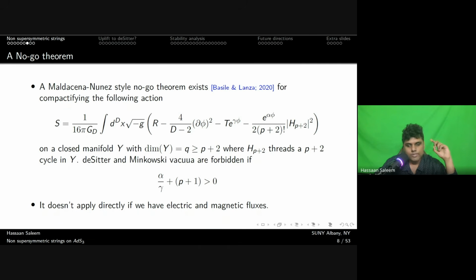But you can see that there is a problem here. The problem is that you are assuming the existence of magnetic fluxes only. You're only wrapping the internal space with H flux, not the Lorentzian part. So if you have fluxes on the Lorentzian part as well, which means that you have electric fluxes as well, then this theorem doesn't directly apply.